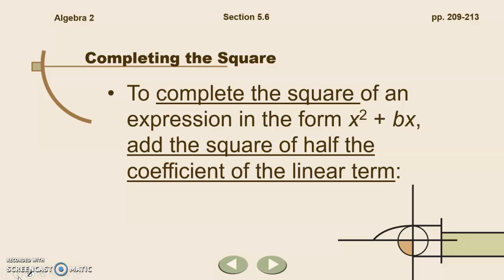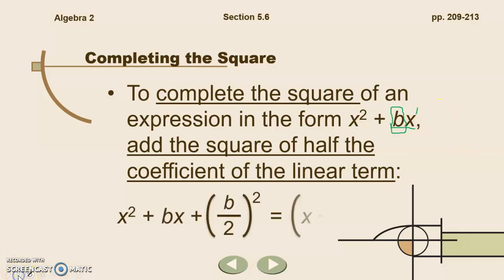To complete the square of an expression in the form x squared plus bx, add the square of half the coefficient of the linear term. The linear term is the term where x is being raised to the first power. The coefficient would be this b term. So if we take half of that coefficient and square it, that's called completing the square. It would look like this: x squared plus bx, and then we would take half of the coefficient term and square it.